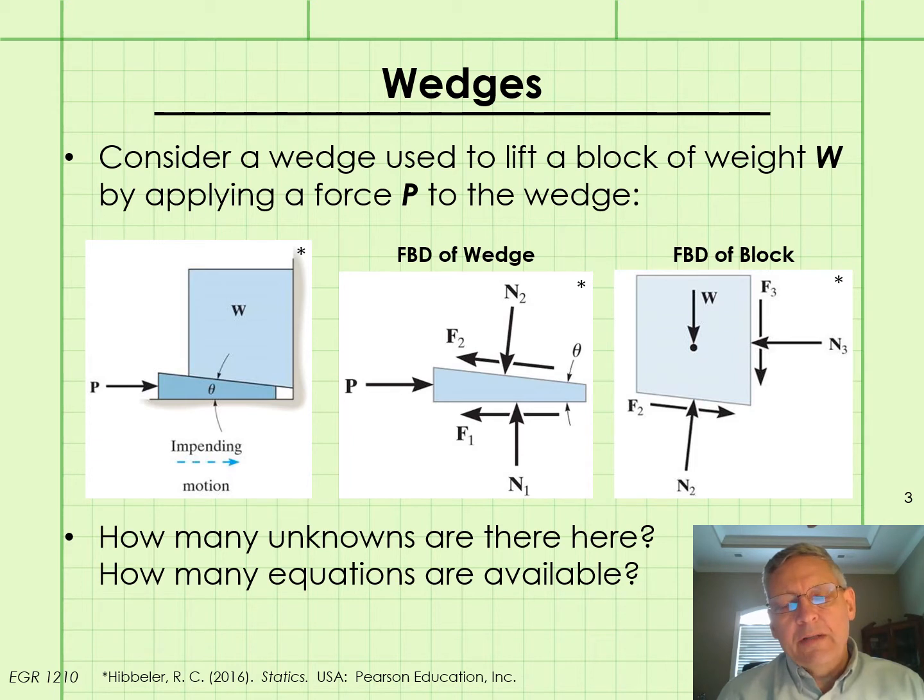But in doing this, we have eliminated the moment equation of equilibrium from our three equations that we have available to us for each free body diagram. Okay, so let's look at how many unknowns we have first. So we have P is certainly unknown. We're going to assume that we know theta and that we know the coefficients of static friction for the various surfaces in contact.